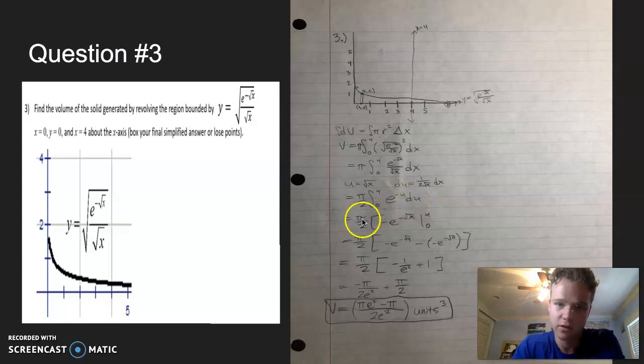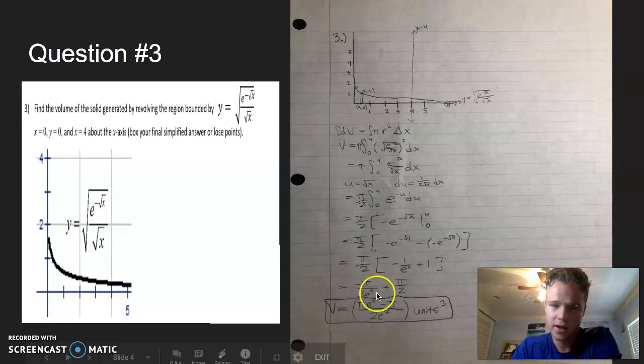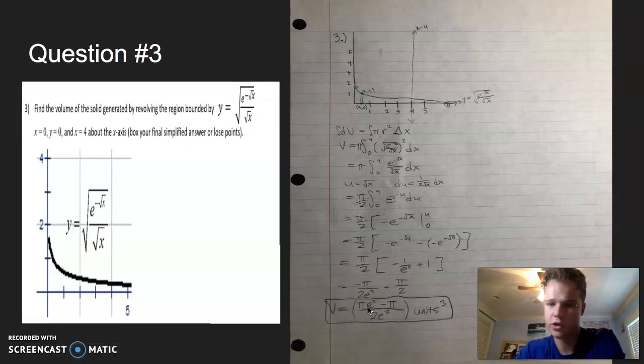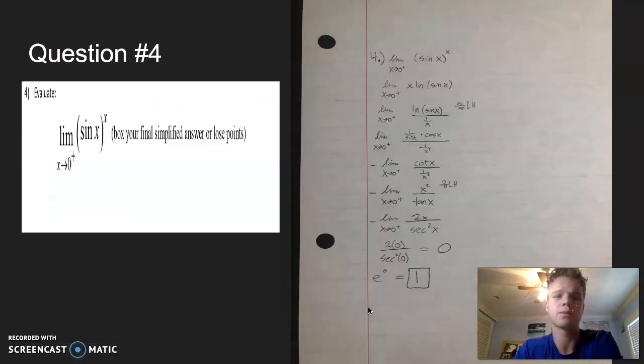And then I found the antiderivative of that to be negative e to the negative root x from 0 to 4. I've changed from u to x's because that's what you're supposed to do in order to find it. And then I did FTC part 2 and simplified that down, and the final answer I got for this problem was pi e squared minus pi over 2e squared units cubed.